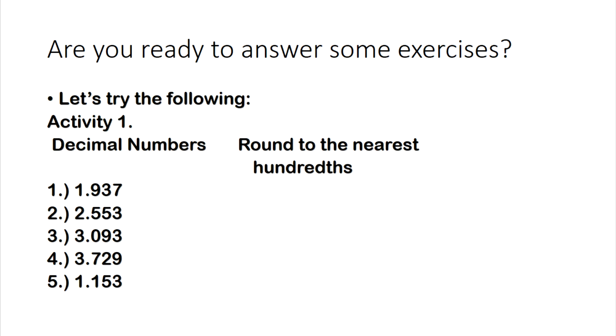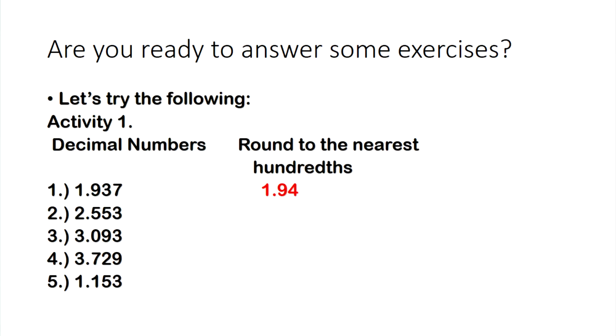Alright, let's begin. What is the answer for number 1? 1 and 94 hundredths. Is it correct? Why is it that 3 becomes 4? It becomes 4 because the number to its right is 7. So we round it up. 2 and 553,000. What is the rounded number? Yes, it is 2 and 55 hundredths. We retain the rounding digit because the digit on its right is less than 5.